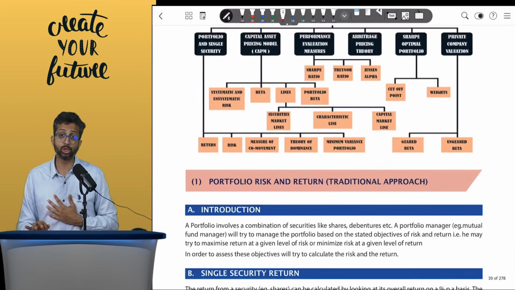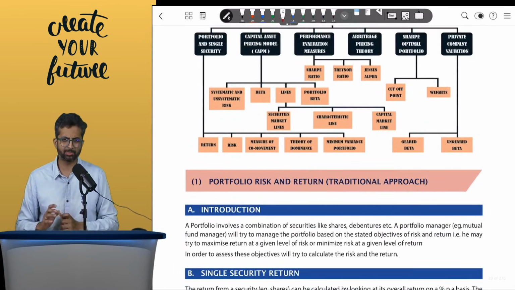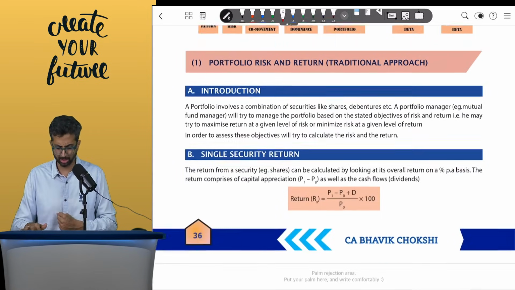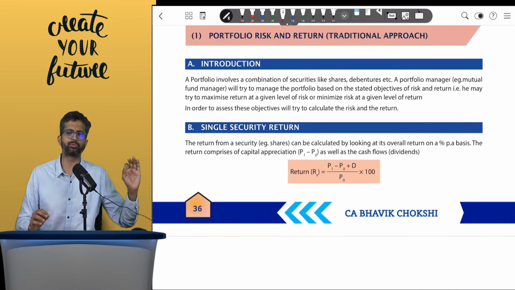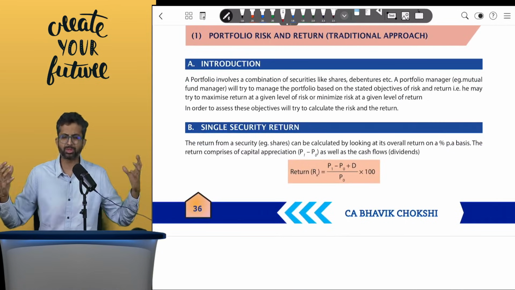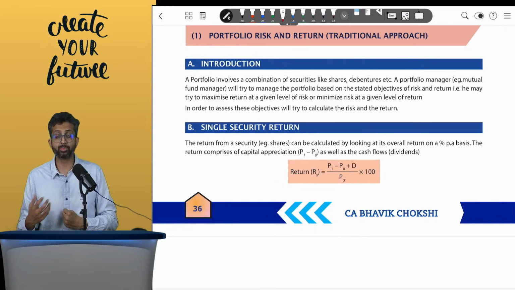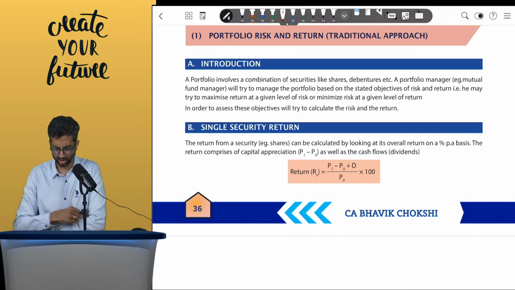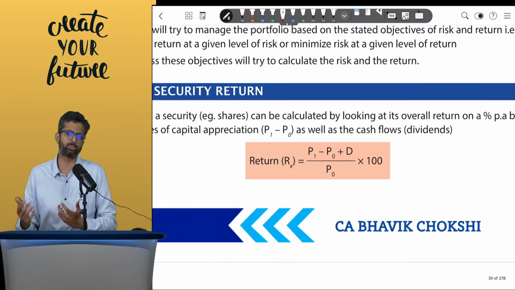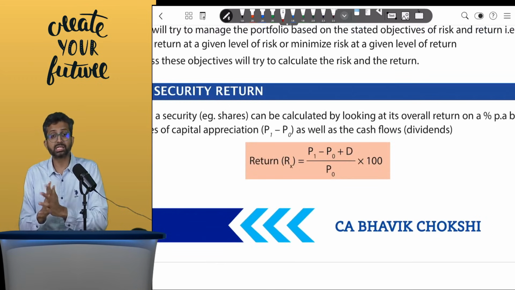Next, you go to portfolio. Now this is a formula driven chapter, with a lot of formulae that you should be comfortable with. Portfolio represents a group of securities. Your objective over here as a fund manager is to either maximize the return at a given level of risk or minimize the risk at a given level of return. So that is the objective of a portfolio manager, for which you need to find the return, let us say, of a single security, which can be calculated as (P1 minus P0 plus D) upon P0 into 100. This is for a single period.